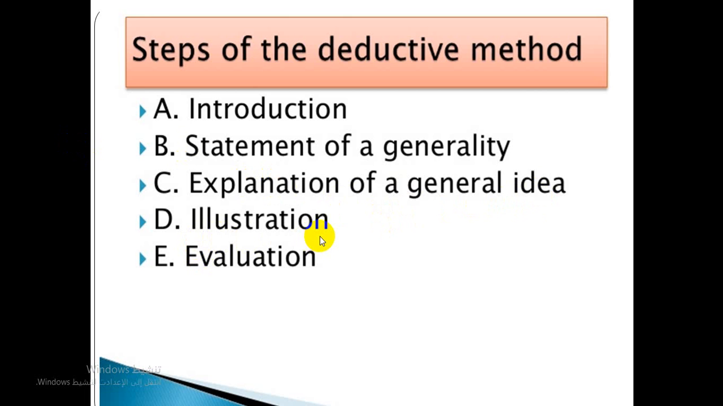In the illustration step, for example, the teacher can write on the board a sample friendly letter. After that, the teacher can show how each of the five parts is properly written, with his or her students. In the final step, which is evaluation, the teacher can prepare another friendly letter which is incorrectly written. For example, the teacher asks students to rewrite this letter and to correct the errors found in it.